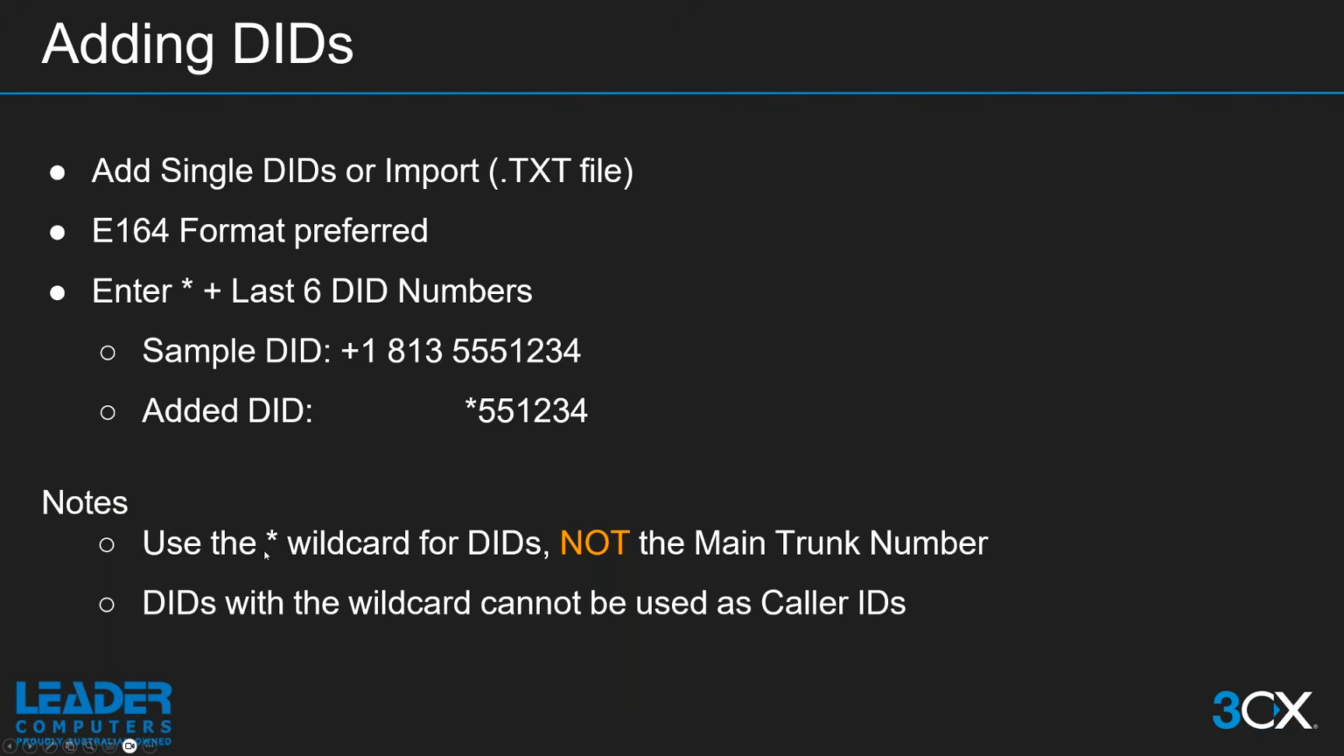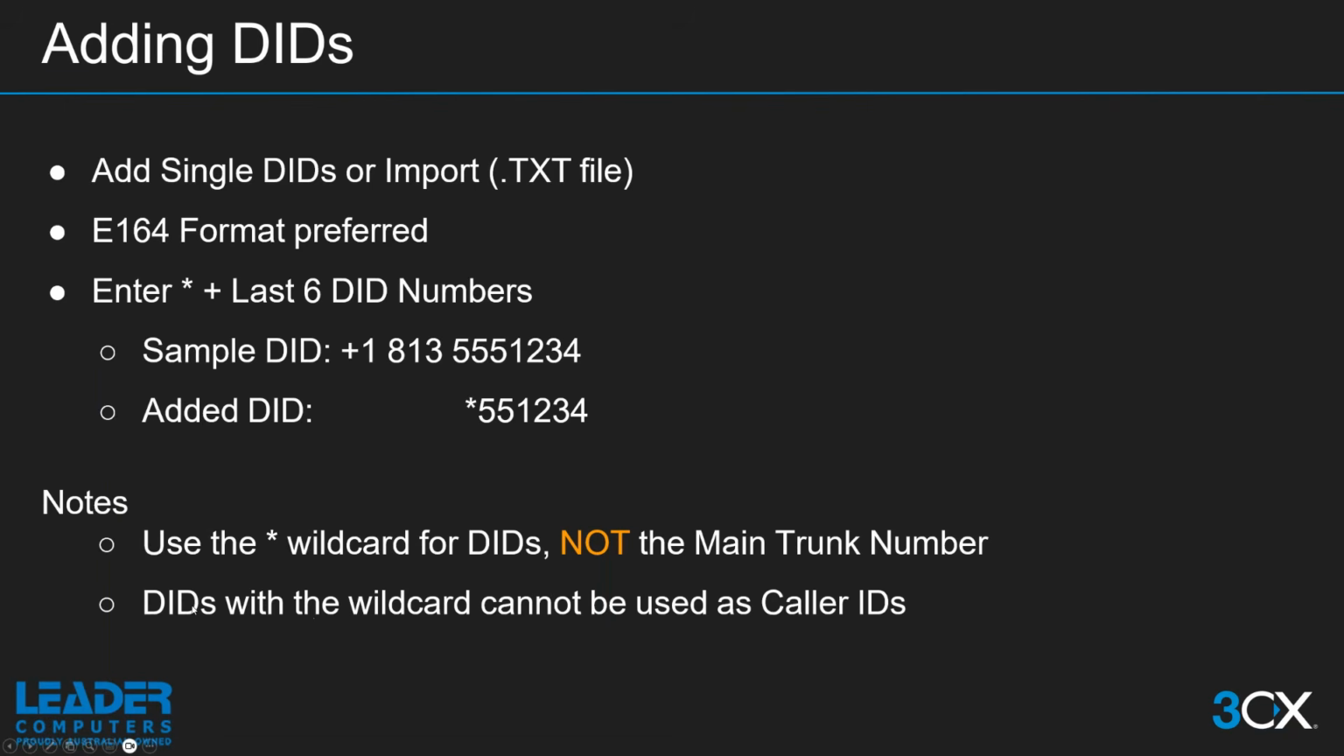And you can also use the star asterisk wildcard for DIDs, and those are just for additional DIDs and not for the main trunk number. So you might get a question like, what is the wildcard that you can use for DIDs or caller ID reformatting? So asterisk would be the answer for that.